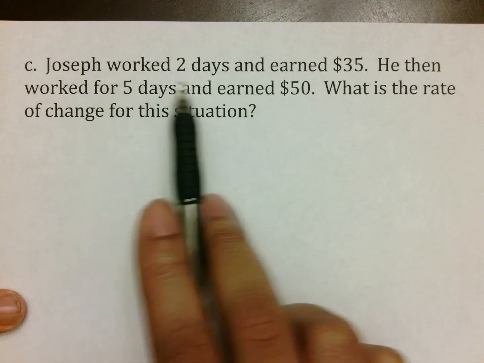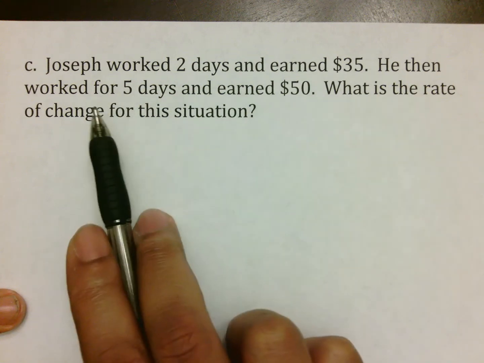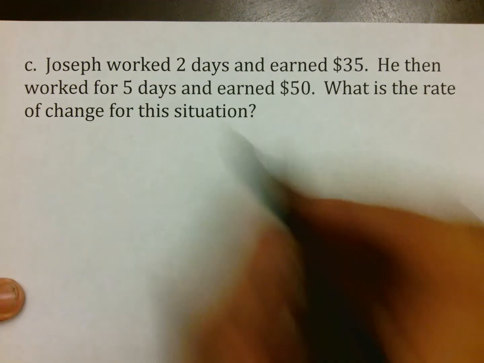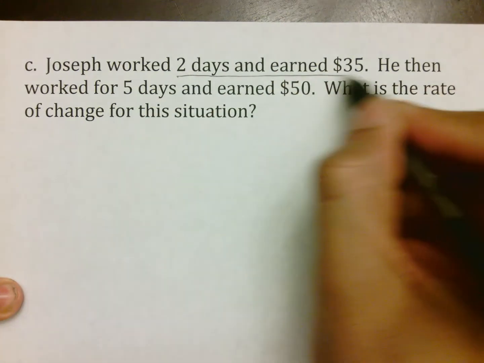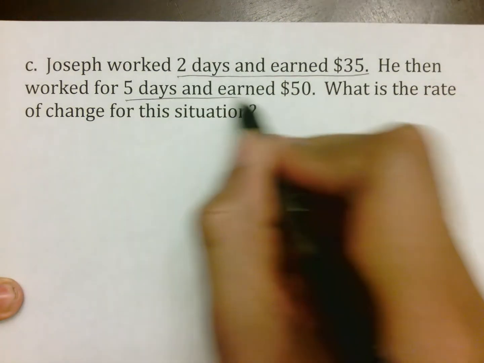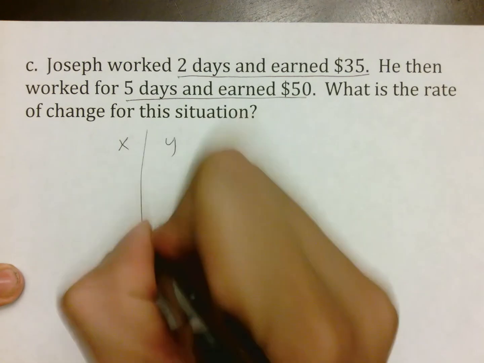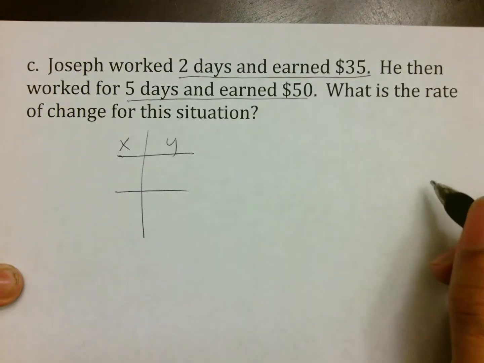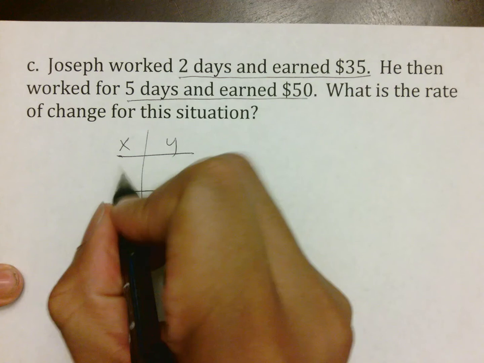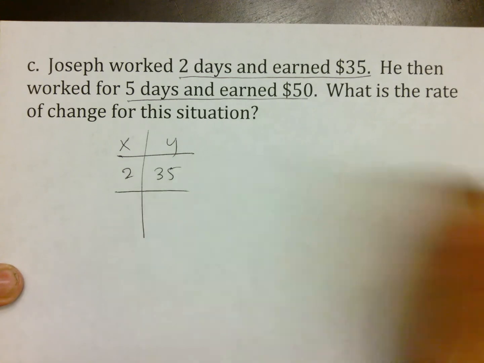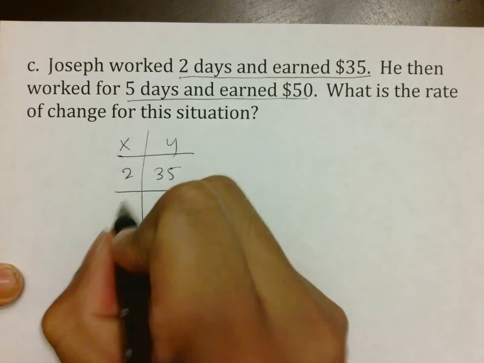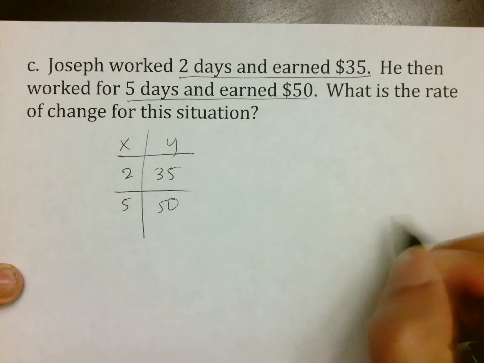It says Joseph worked 2 days and earned $35. He then worked for 5 days and earned $50. Now these numbers are related. 2 days led to $35. 5 days led to $50. They want the rate of change for this, and so in all honesty, all you have to do is again take those points and put them into a table. 2 days led to $35. That's like saying 2, 35. 5 days led to $50. That's like saying 5, 50.